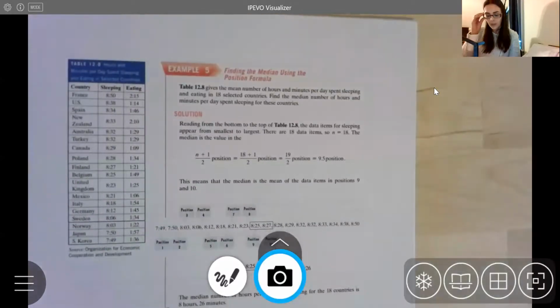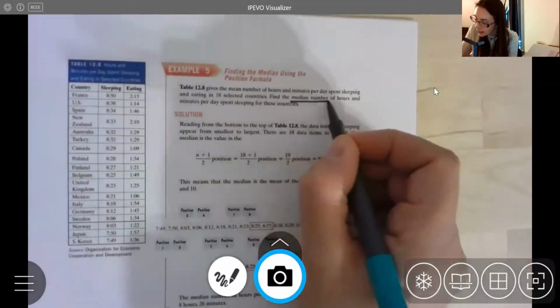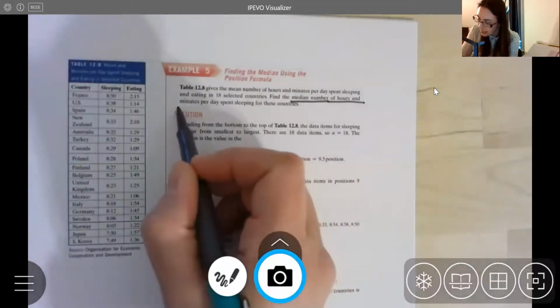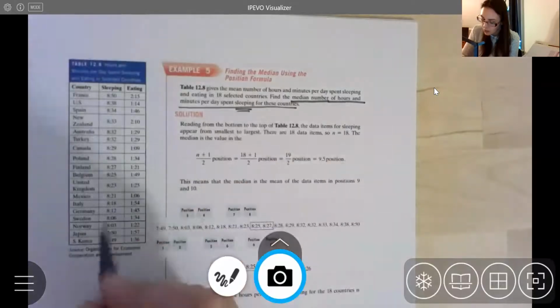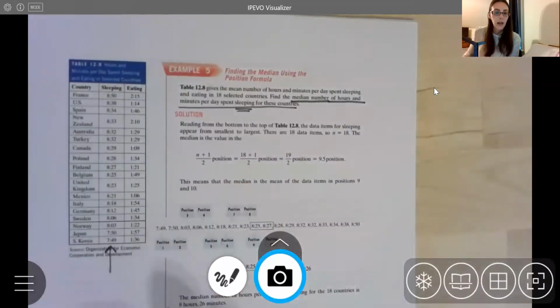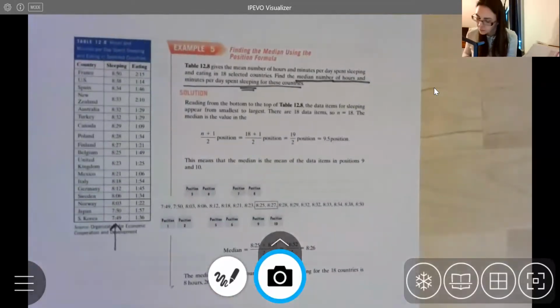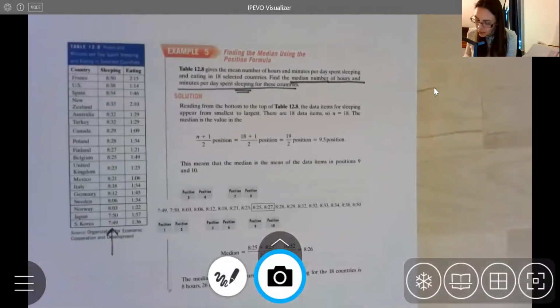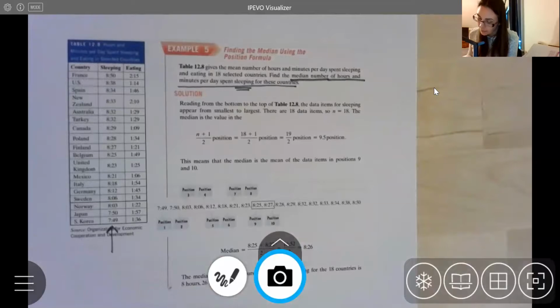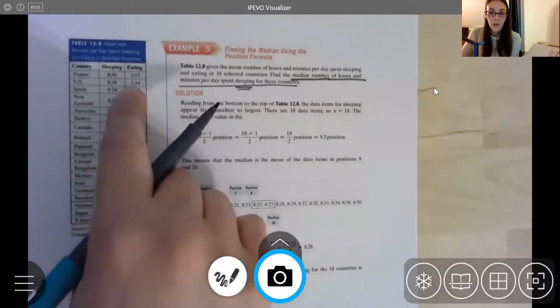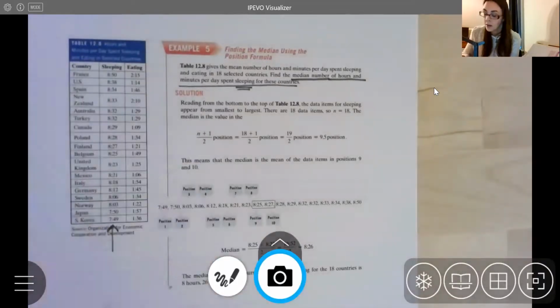All right, let's do another one with the same formula here. So table 12.8 on the left here gives the mean number of hours and minutes per day spent sleeping and eating in 18 selected countries. We're going to find the median number of hours and minutes per day sleeping. So we're going to focus just on that sleeping column here, not the eating. As I look at this, I'm actually kind of surprised that the U.S. is up top for some of the longest sleeping. I thought we would have been lower than that. We definitely have some of the lower eating times, though. I guess we rush around a lot of our day, not eating or not sitting for meals.